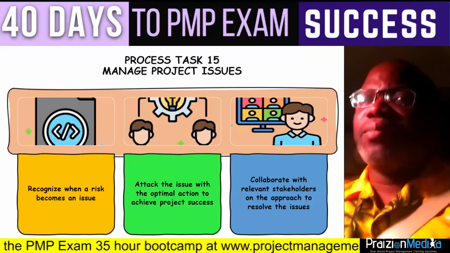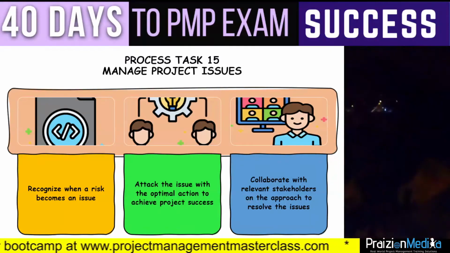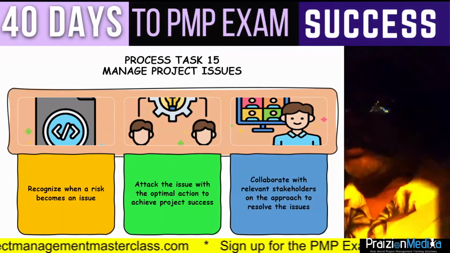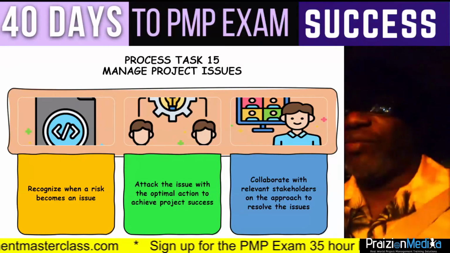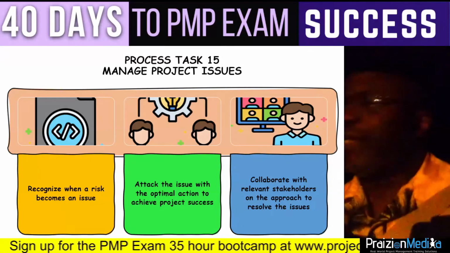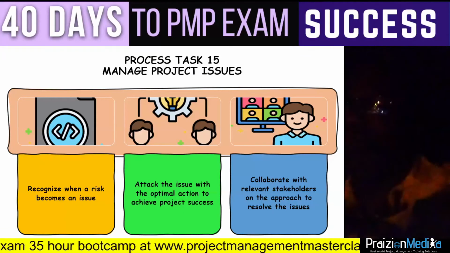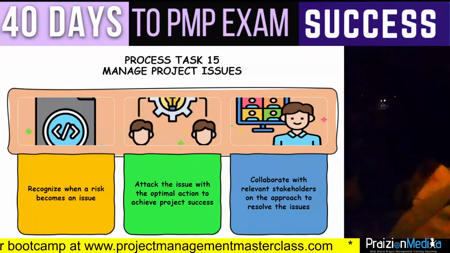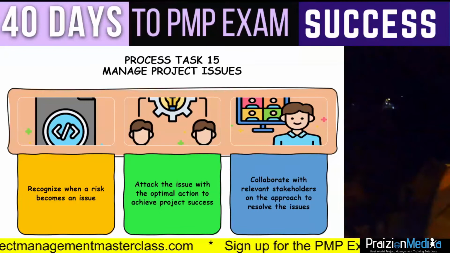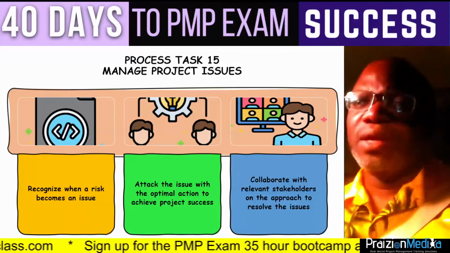Now for the exam, the tricky piece is knowing when am I dealing with a risk, and when am I dealing with an issue, and when am I dealing with an issue log, when am I dealing with a risk register, when am I dealing with a change log. Because these three things often are combined in some way, either in the options or the question. So you need to think about it like this. A risk has been identified, it's been documented in the risk register.